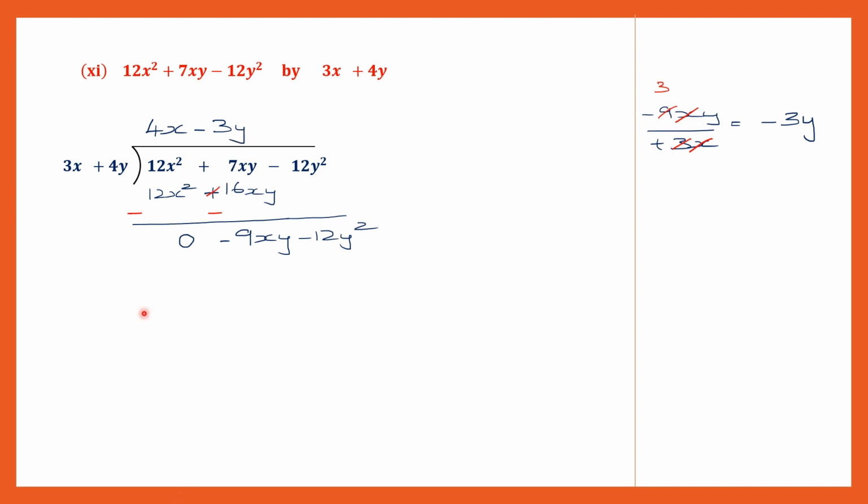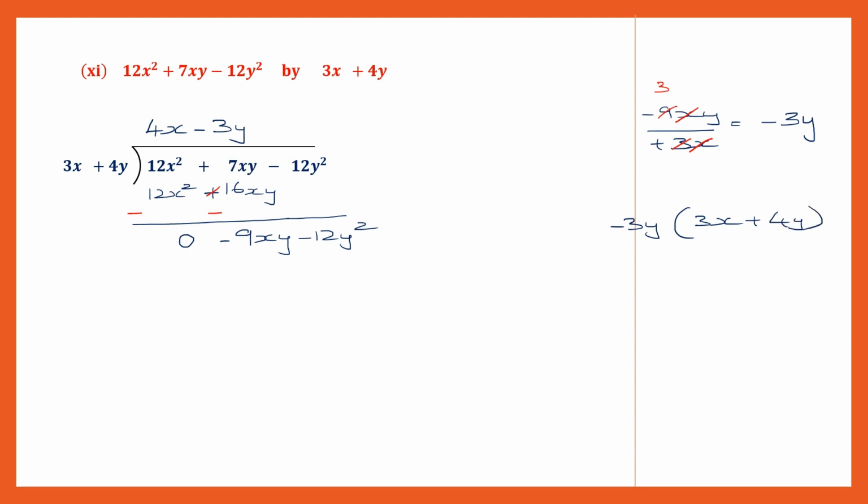Now you're going to multiply each term of the divisor by minus 3y. So let's do that. Minus 3y into 3x plus 4y. Let's write it down here. Minus 3y into 3x plus 4y.